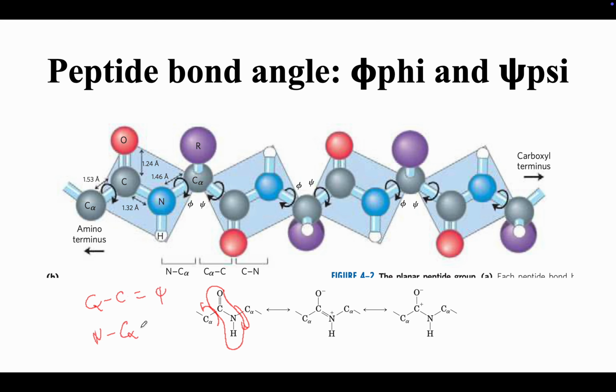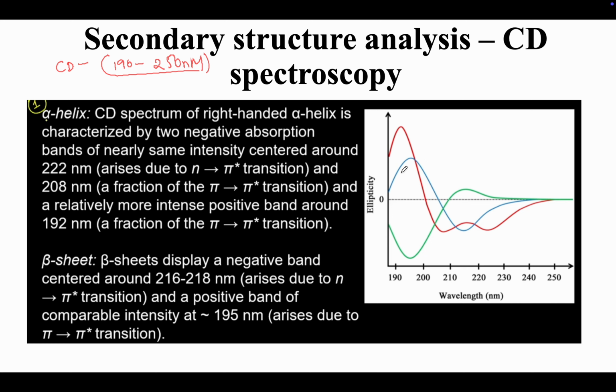So the CD is generally measured in the 190 to 250 nanometer wavelength range. This is the wavelength range used for studying the secondary structures, and we'll get specific peaks for different secondary structures. For example, for alpha helix, as you can see here, this is the alpha helix peak.